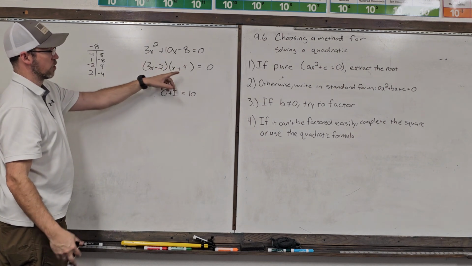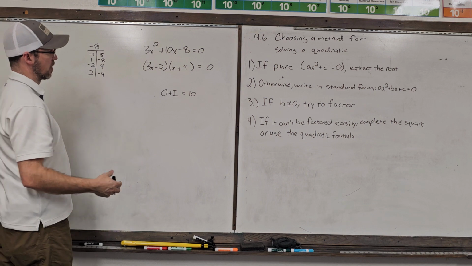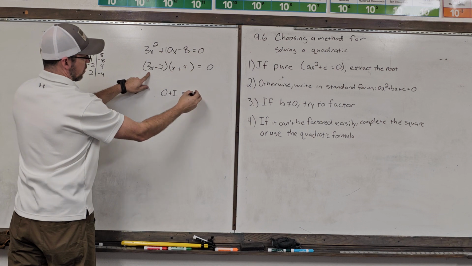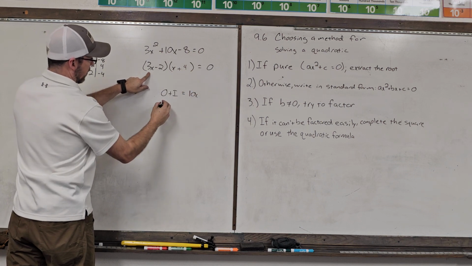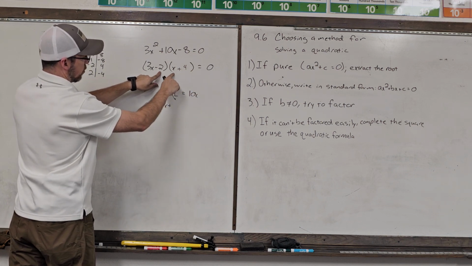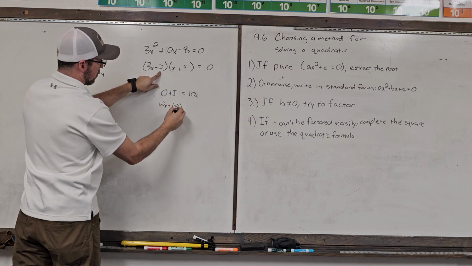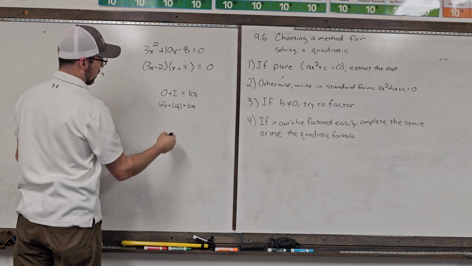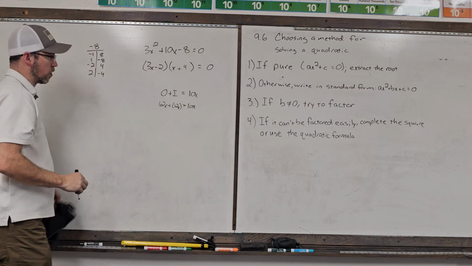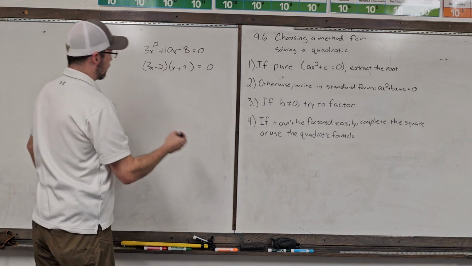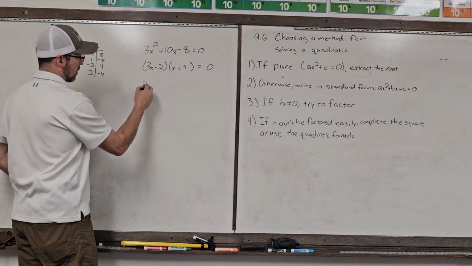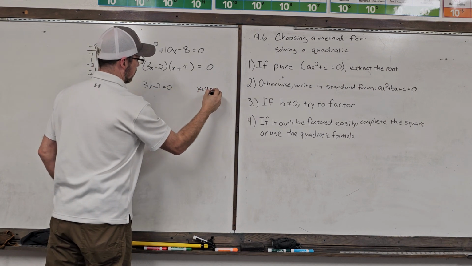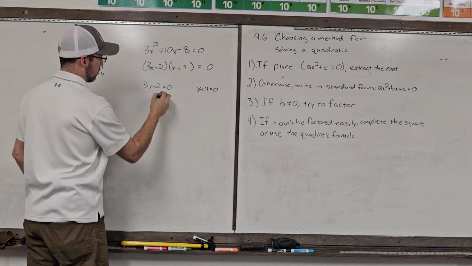I picked the positive 4 because I know I need it to be positive. 3 times positive 4 is a positive 12. Chances are I'm going to get a positive number. The outside times the outside, 3x times positive 4, is going to be 12x, plus negative 2 times x is negative 2x. Positive 12x plus negative 2x equals 10x. I'm good. This is the factored form. Then I have to solve, so I know I'm going to get this factor set equal to 0, and this factor set equal to 0, and then I'm going to solve each one of them.